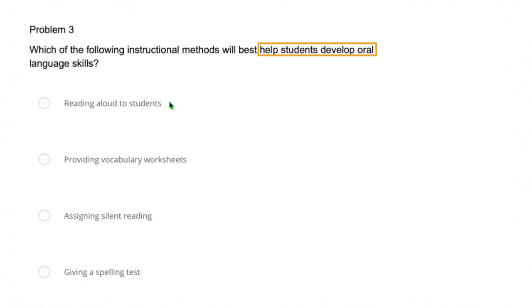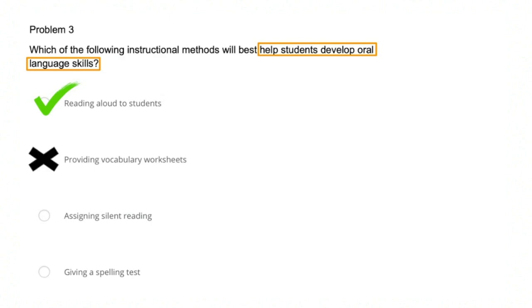Reading aloud to students. Oral language skills are developed through listening and speaking. Reading aloud to students provides them with a model of fluent reading and exposes them to rhythms, tones, and inflections in spoken language. This option does directly connect to helping develop the ability to speak and listen effectively. We'll put a check mark here, because that's a great choice. The next one is providing vocabulary worksheets. Well, since they're worksheets on paper, they're not going to have much to do with speaking and listening. Although a great way to help students develop vocabulary, it doesn't help develop oral language skills.